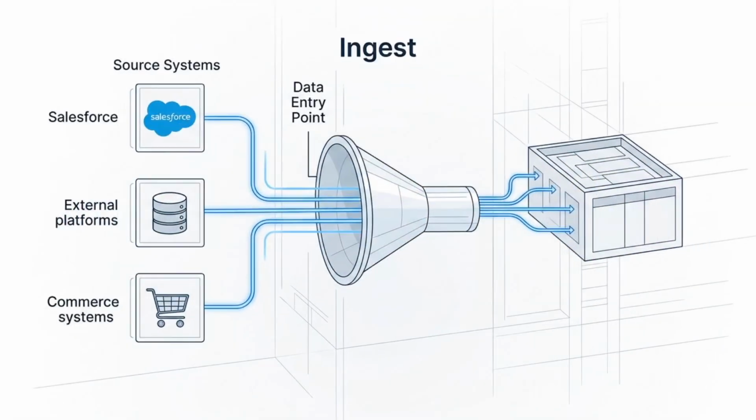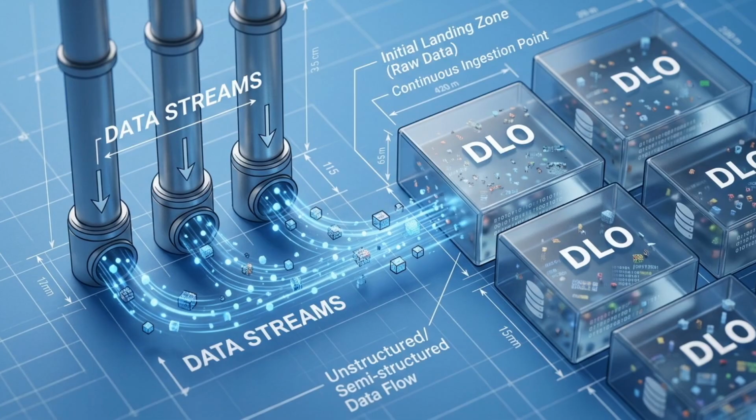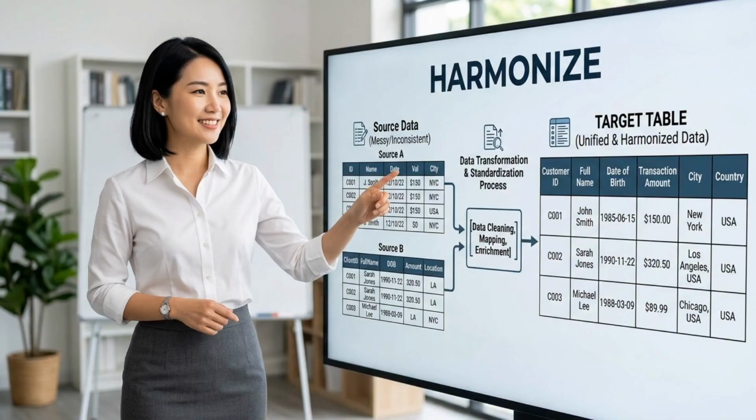Let's break it down. First, ingest. This is where data enters Data 360 from source systems. That might include Salesforce data, external platforms, warehouses, commerce systems, or service tools. In many cases, that data enters through data streams. And once it arrives, it lands in data lake objects, or DLOs. So here's your first memory anchor. Data streams bring data in, and DLOs are where that data lands first.